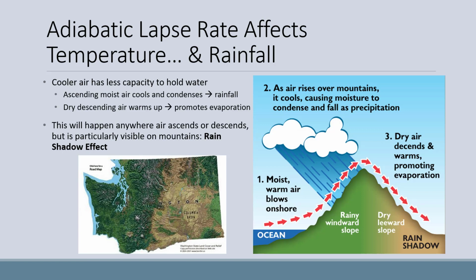I have a really helpful diagram that shows the rain shadow effect on the right, and then an aerial view of Washington State. The rain shadow effect causes dense vegetation on the ocean-influenced windward slope, where lots of rain occurs, then deserts on the dry leeward side.